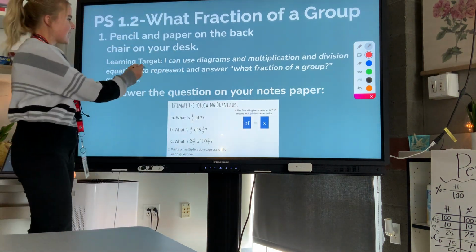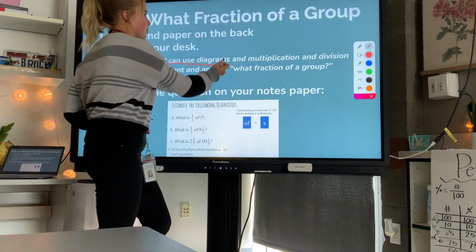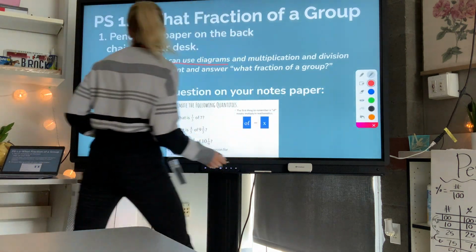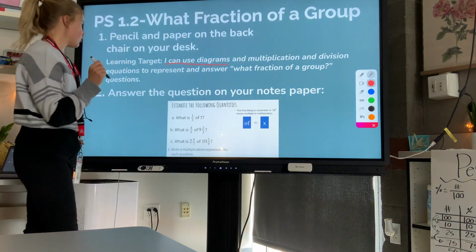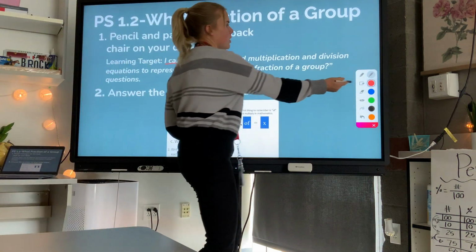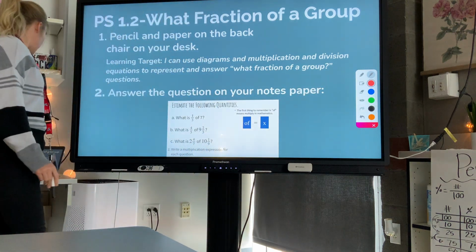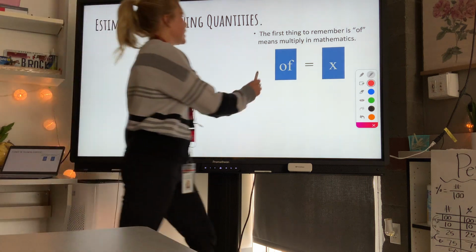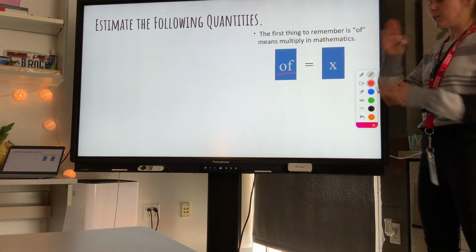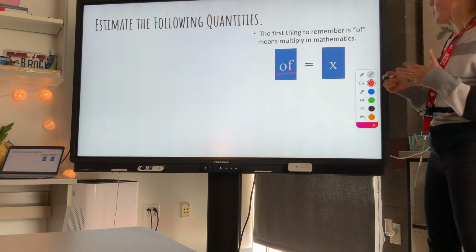So our objective today is I can use diagrams and multiplication and division equations to represent and answer what fraction of a group questions. So hopefully in class you may have gone over some of this. Anytime you see "of" in math, that means to multiply. So "of" in math means multiply.